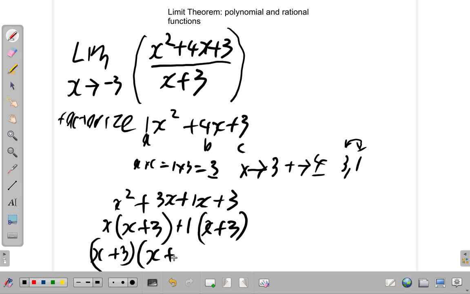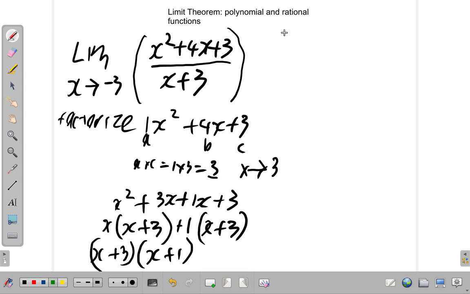What you have here is x plus 1. So you have x plus 3, x plus 1. If you multiply these two, you should get back x squared plus 4x plus 3. So, let's go up here and continue working it out.